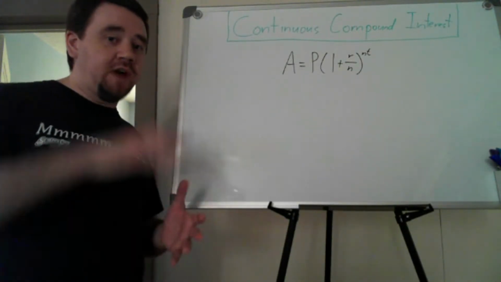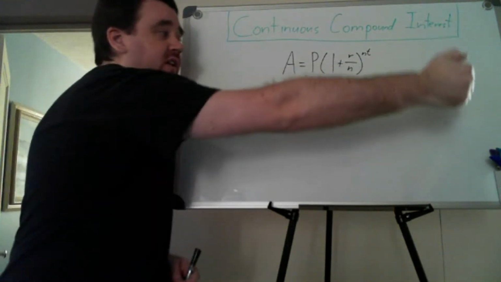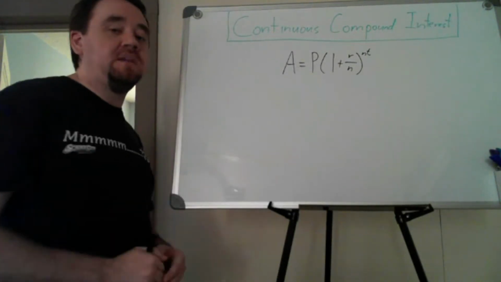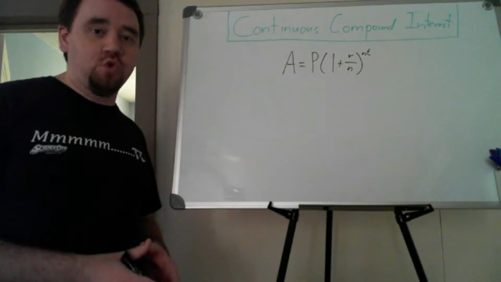And we showed that for any time period t, as we increased n and we went horizontally this way, we saw that it was always getting bigger. So as I increased my compounding periods per year, I would always be accruing more money.